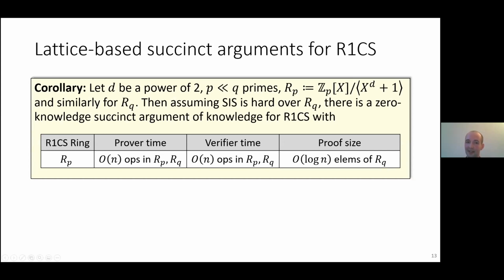So this is really exactly the same theorem as on the previous slide, except I've just changed all the domains and things to be the rings associated with lattice cryptography and the ring SIS problem. So how does this differ from other existing proof systems using lattices?